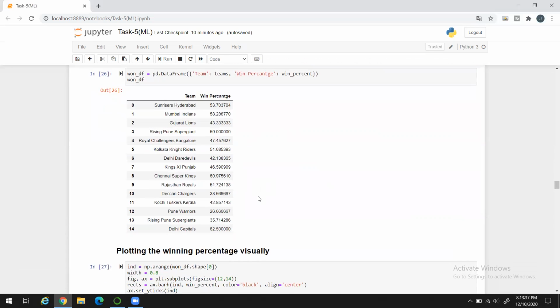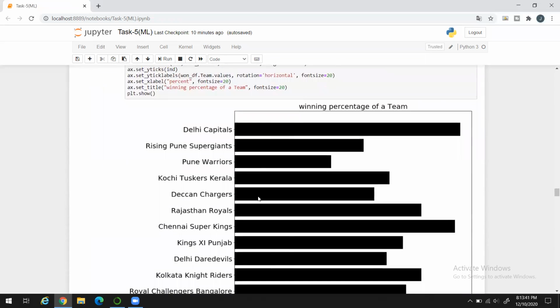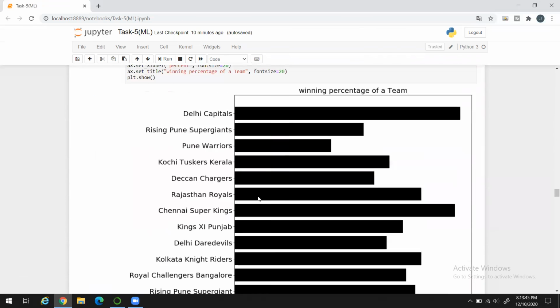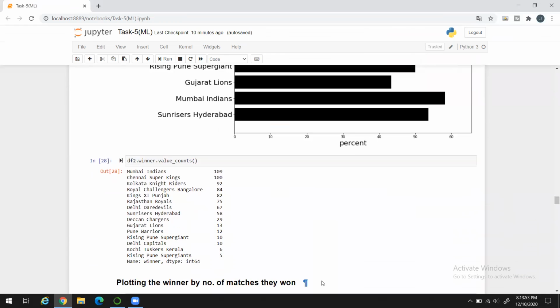Let's see the winning matches, how many matches each team has won. This is a graph of winning percentage. You can observe that Delhi Capitals has the highest winning percentage, and then Chennai, and then the Mumbai. Now coming to the number of matches won by each team.